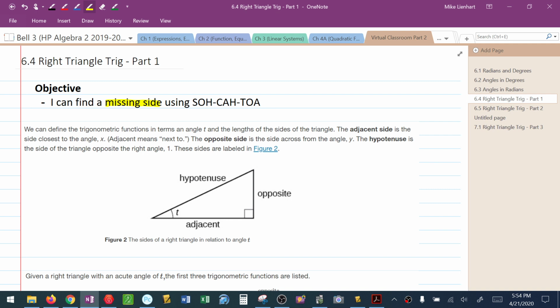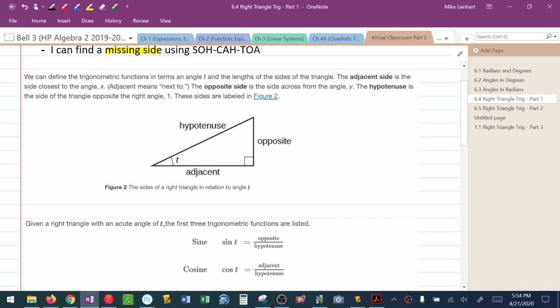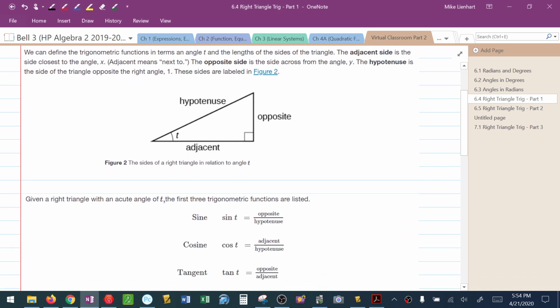Let's review what SOHCAHTOA means first of all. In a right triangle, you're going to have an angle. That angle is also called your reference angle. There's our reference angle. From that angle, we can describe the relationship of the sides in the right triangle to the reference angle. We have the side opposite, we have the side adjacent, which is next to it, and always across from the right angle is the hypotenuse.